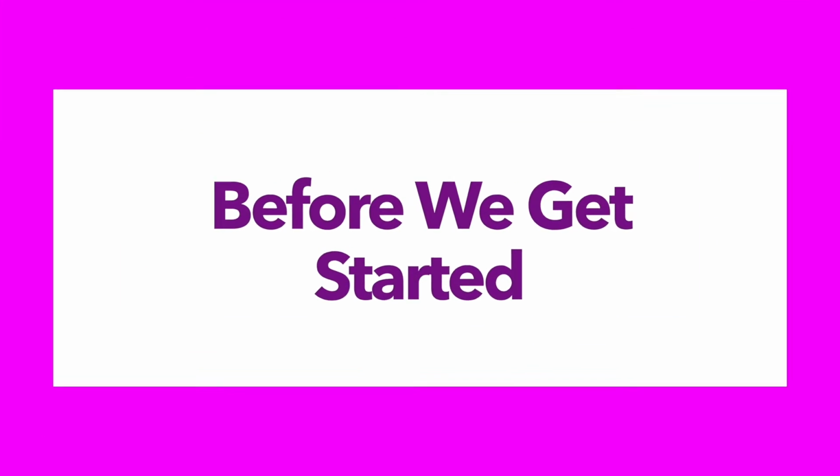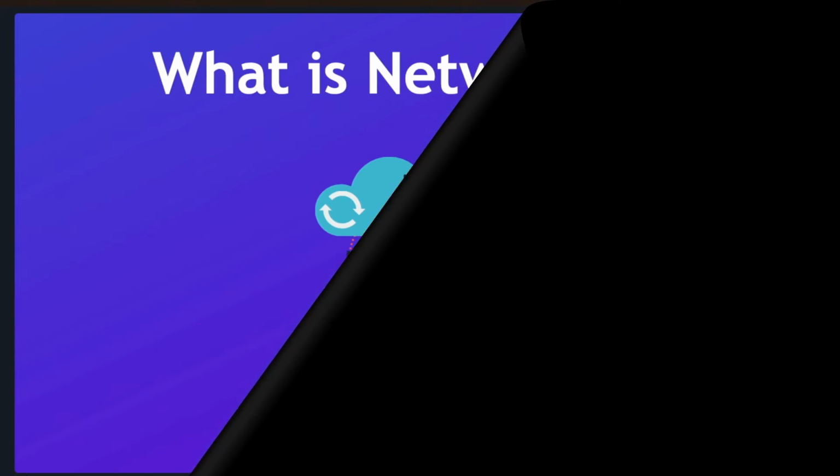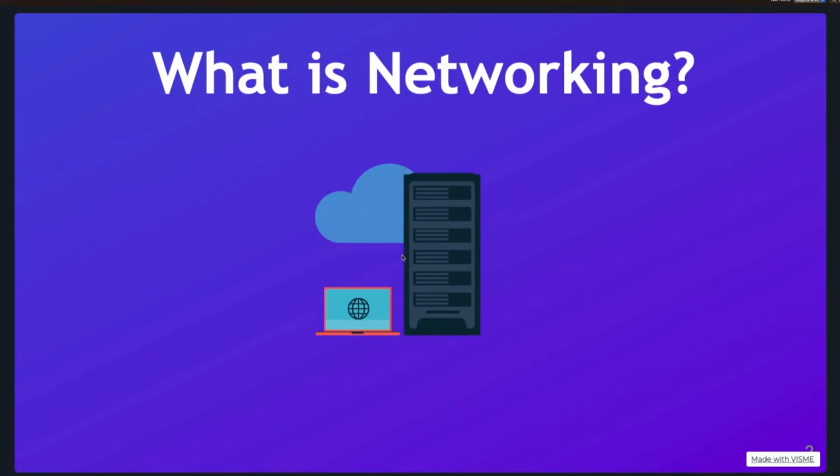So let's go ahead and get started with what networking is. So networking, guys, is essentially the backbone of modern mobile applications. It allows your app to communicate with external data sources, servers, and services. And APIs, well, they're the gateway to accessing that data.